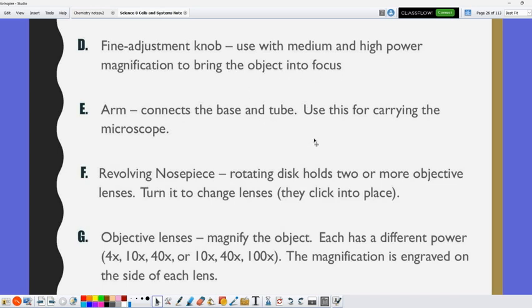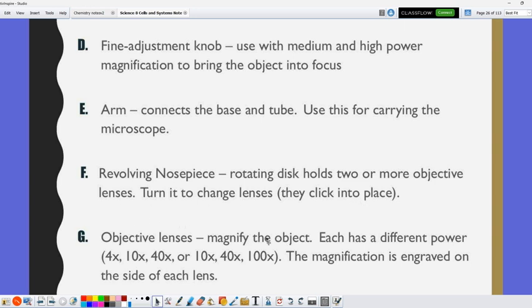The arm connects the base and the tube. You use this for carrying the microscope. The revolving nose piece is a rotating disc that holds 2 or more objective lenses, usually 3. You turn it to change the lens, and they click into place. So when you're using a microscope, as I taught you, it's important to make sure you feel that slight click.